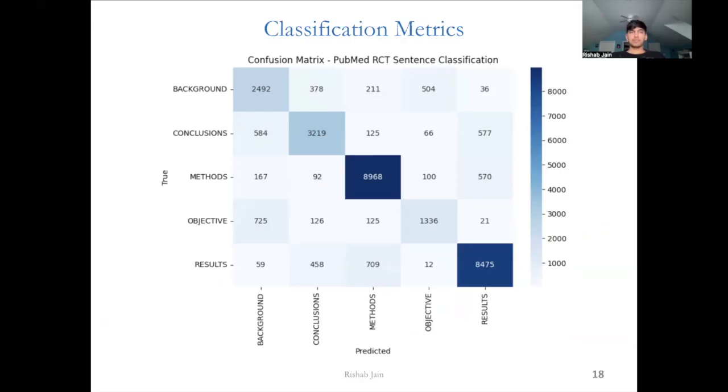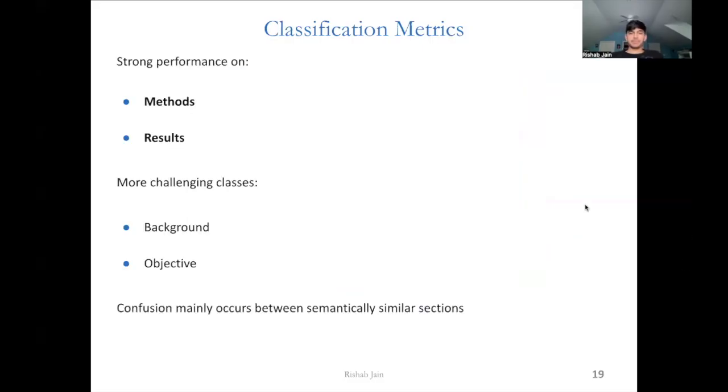For the classification metrics, the confusion matrix highlights common misclassifications. As you can see, most errors occurred between background and objective, which often overlap in wording and intent. In contrast, the methods and results were predicted very accurately, reflecting their more distinctive structure. So, like I said earlier, we did have strong performance on methods and results, and the more challenging classes were the background and objectives.